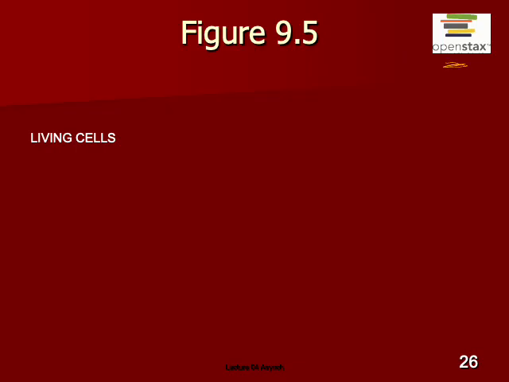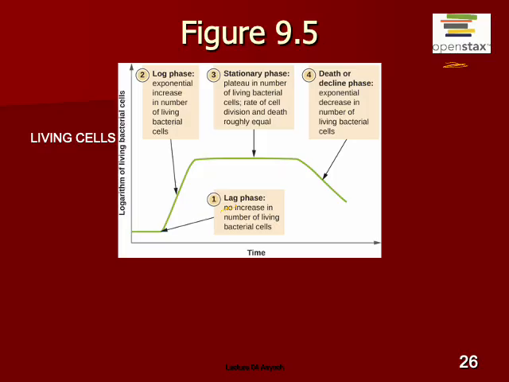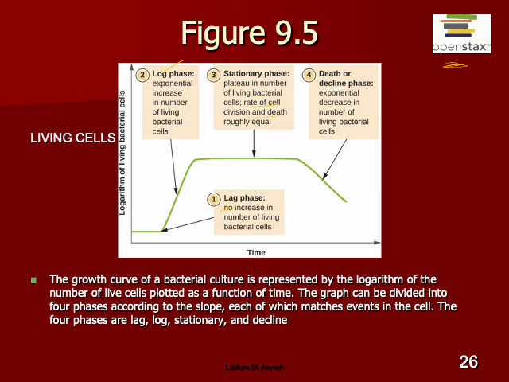And again, lag phase, no increase. It's a small increase as they adjust. And here, the living cell, the log phase, really goes up big time. Exponential increase. Stationary phase, rate of cell division, rate of death, same. So it plateaus. Concentration of living cells, we're looking at concentration of living cells. And then death decline, concentration of living cells is going down. All right. Real important to understand that.